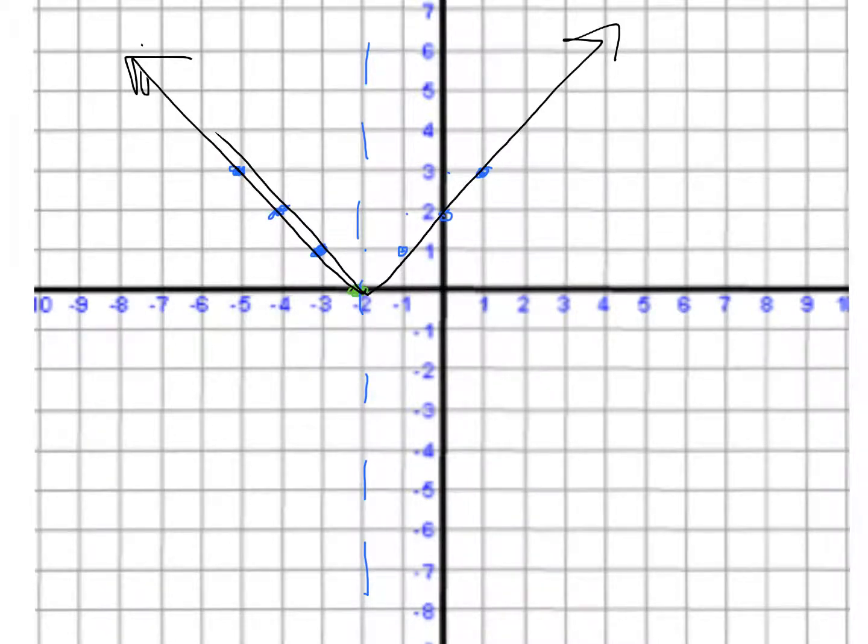Oh, that looks ugly. Let's get rid of this. Come on. There we go. All right. So there is your graph. Marvelous.